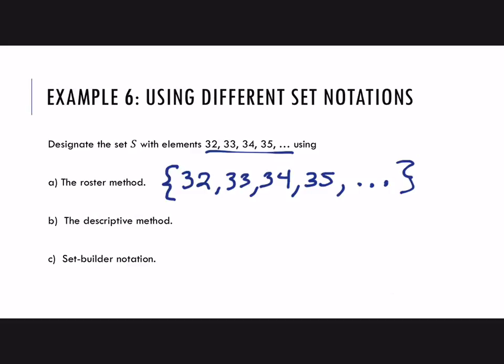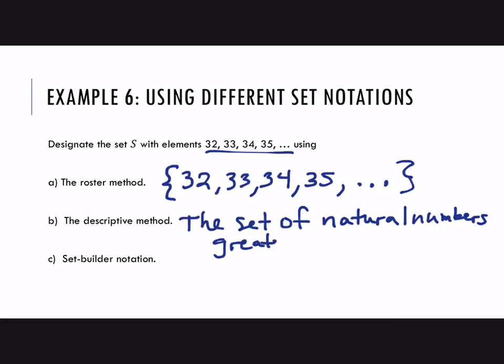The descriptive method, right? So I want to be very clear. I don't want to be vague, and we always start by saying the set of, and then try to describe the things in the set. Okay, so first of all, what type of numbers are these? These are natural numbers. So we say the set of natural numbers. Right? And they continue forever after 35, but they start at 32. So I just want to say the set of natural numbers greater than 31.